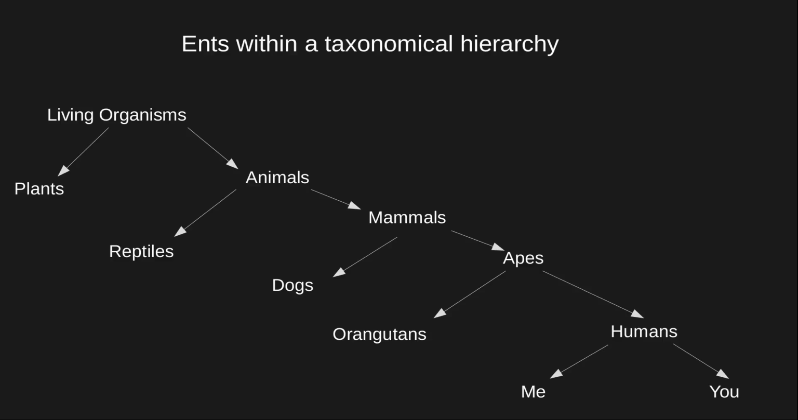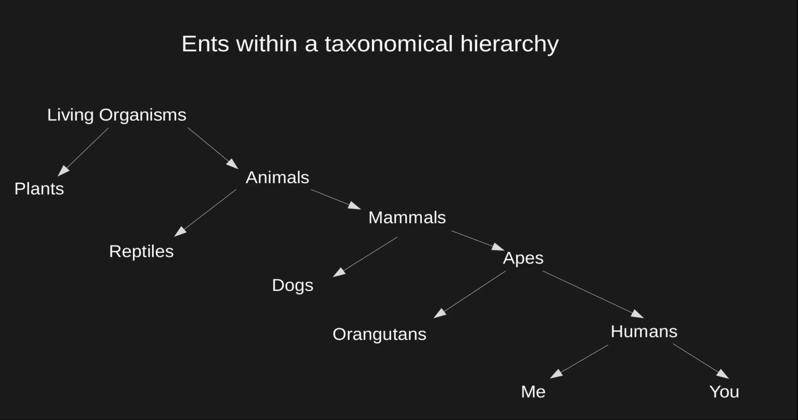Here we have an example of Ents within a taxonomical hierarchy. At the top, we have living organisms, and so everything below that will be groups or things which are living organisms. Arrows point from one set to a smaller set, which is contained within the first. For instance, living organisms has an arrow pointing towards plants, because all plants are living organisms. Likewise, mammals has an arrow pointing towards dogs, because all dogs are mammals.